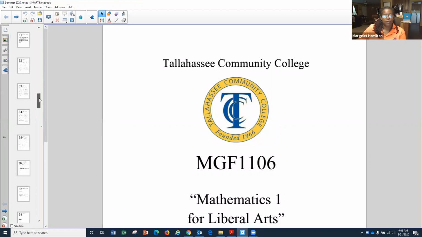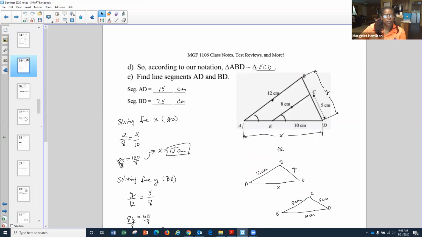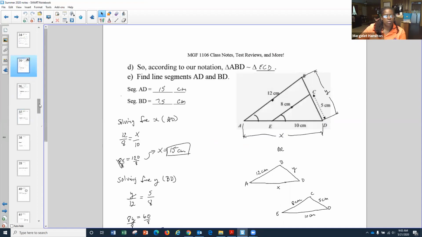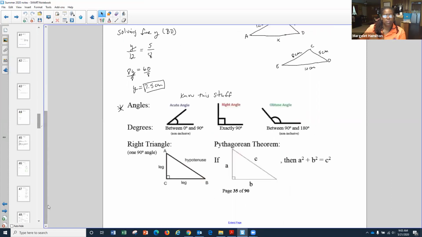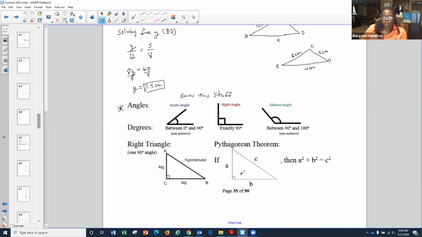Doing a small recap, we ended up talking about the Pythagorean theorem, reflecting on the parts of our Pythagorean theorem relating to our right triangle, knowing that our legs are labeled A and B, knowing that our hypotenuse is always going to be C, and our formula is going to be A squared plus B squared equals C squared.